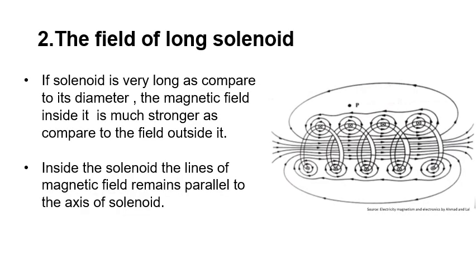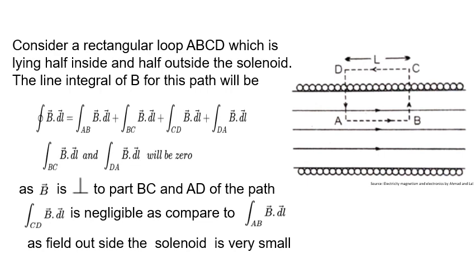The second application: the field of a long solenoid. If a solenoid is very long compared to its diameter, the magnetic field inside it is much stronger than the field outside it, and inside the solenoid the lines of magnetic field remain parallel to the axis. Now consider a rectangular loop ABCD lying half inside and half outside the solenoid.